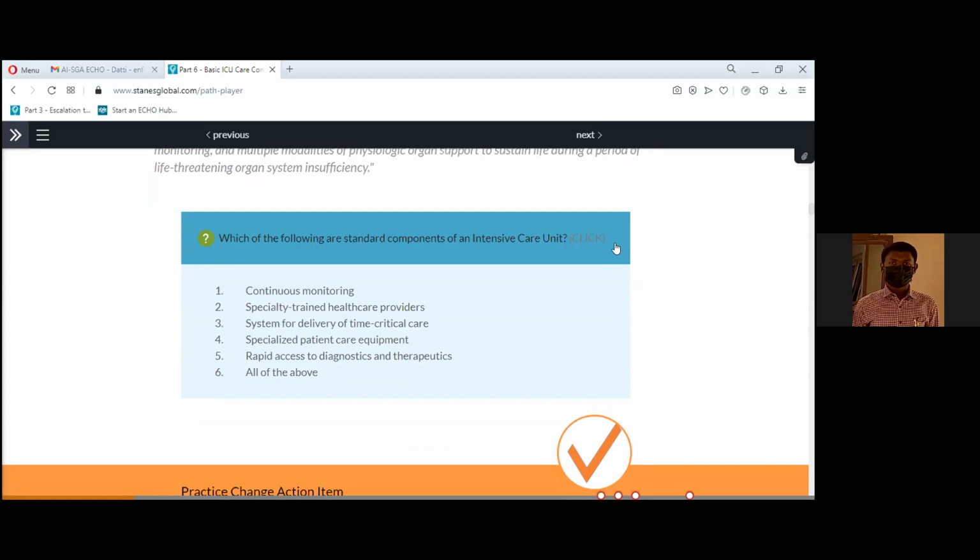Which of the following are standard components of an intensive care unit? 1, continuous monitoring. 2, specialty trained healthcare providers. 3, system for delivery of time critical care. 4, specialized patient care equipment. 5, rapid access to diagnostics and therapeutics. Then 6, all of the above. Okay, the answers are coming.